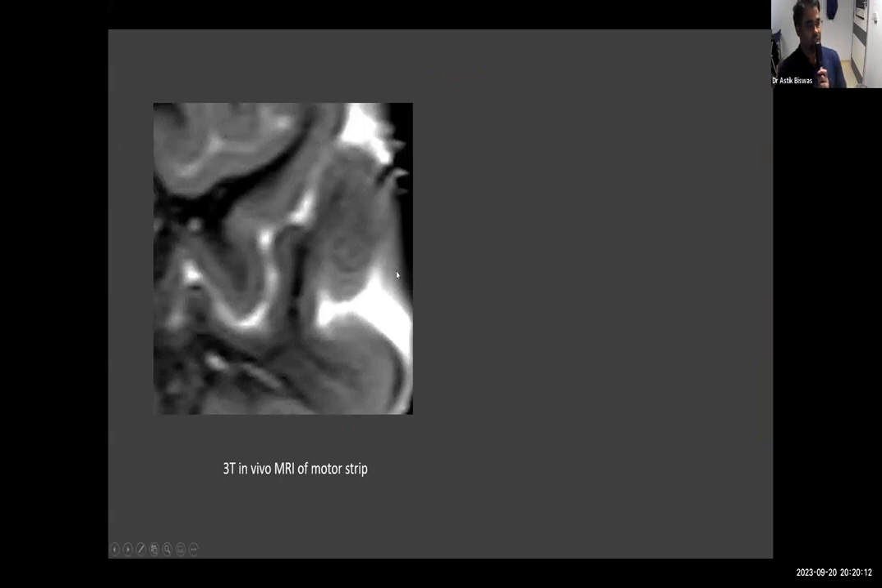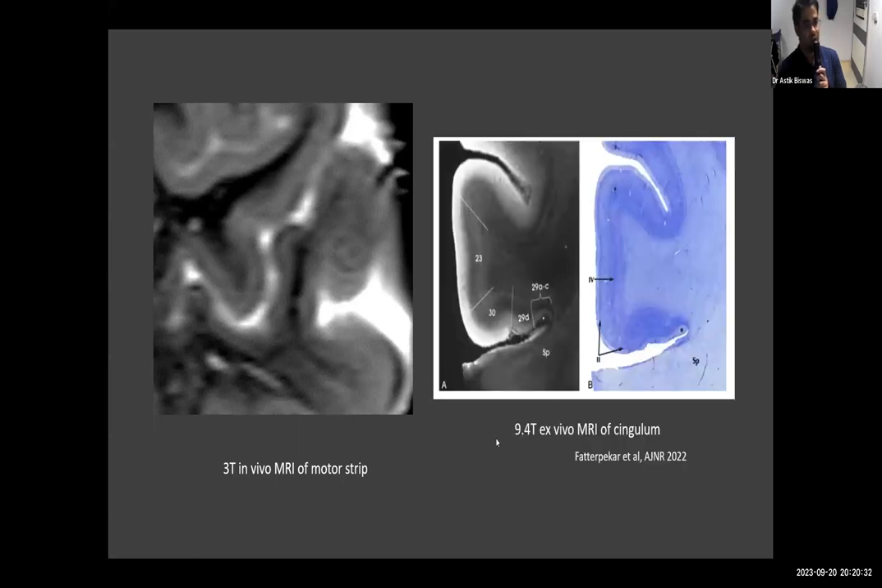This is an extremely magnified view of the motor strip on a 3 Tesla MRI. You can see we can't actually resolve the layers of the cortex. Maybe you can see 2 layers there, but essentially, in clinical MRI practice, we can't resolve the layers at present. There have been some very encouraging results from ultra high resolution MRIs at 9.4T, but this is still ex vivo, and you can actually see the laminated pattern a lot better in these experimental studies.